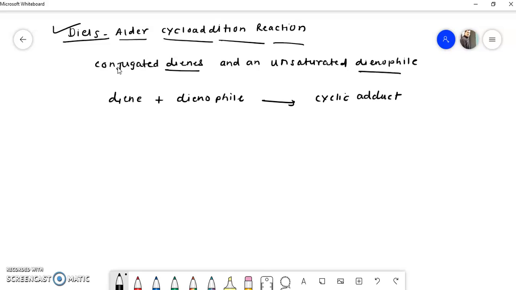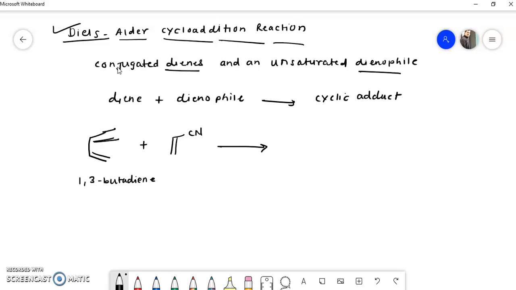Diene means a conjugated compound having alternate single and double bonds. Say for example, this compound is known as 1,3-butadiene. Diene means di for two, ene for double bonds, so two double bonds are there which are in conjugation. And a dienophile is nothing but an unsaturated compound, say like this. Okay, and there is a reaction between this diene and dienophile.